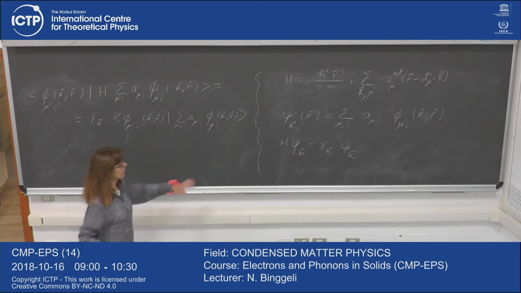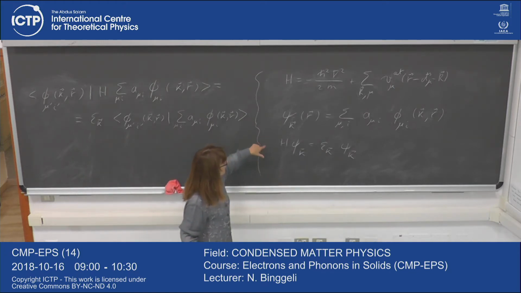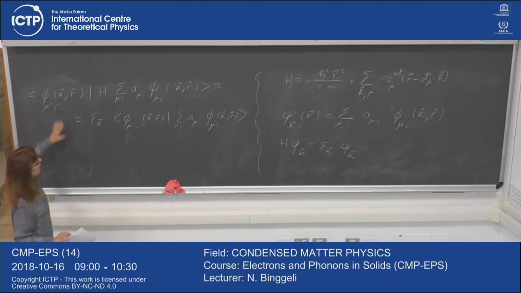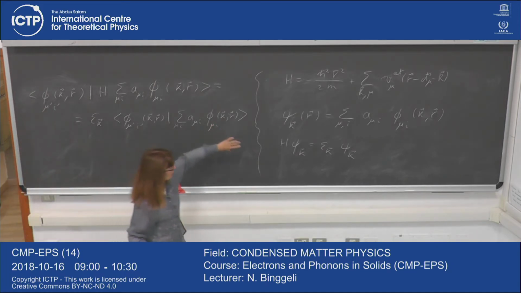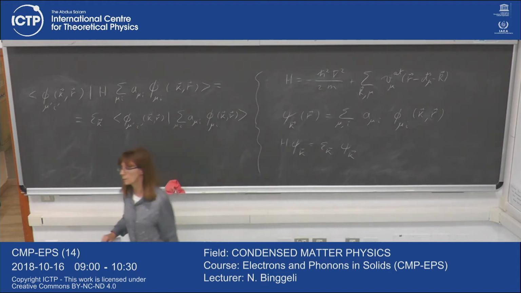Okay, so I just use this equation and I multiplied by the complex conjugate of a basis function phi mu prime i prime, and I integrated over space. I'm doing this on both sides, and this is what I get, okay?